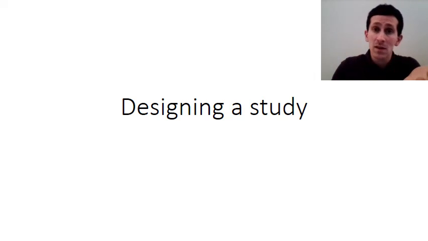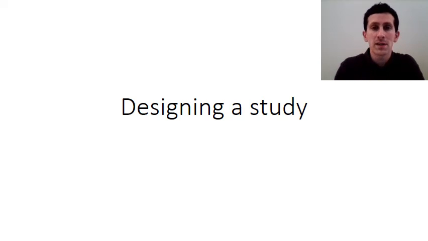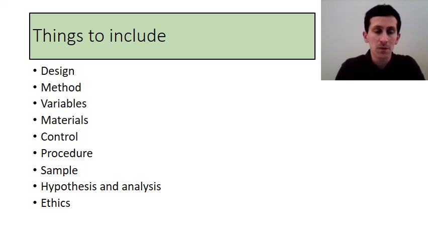So if they give you set things you've got to talk about, you've got to talk about them. If they don't give you many guidelines, then you've got to be able to include a lot of the things that we talk about in this video. There are other things you could bring in, but this will give you a good solid basis for writing this answer. So, things we're going to look at: the design, the method, the variables, the materials, how you're going to control variables, the procedure, the sample, the hypothesis and analysis you might use, and also ethical considerations.